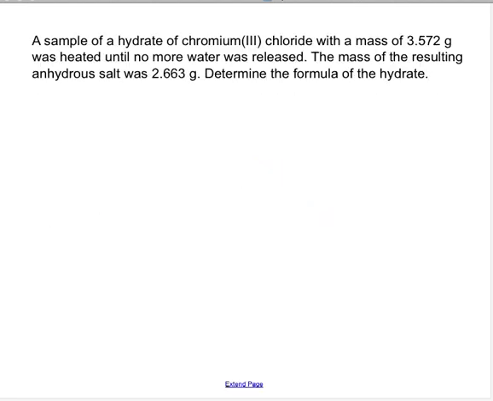Here's a problem just like the one we did in the laboratory. A sample of a hydrate of chromium-3 chloride with a mass of 3.572 grams was heated until no more water was released. We then measure the mass of the resulting anhydrous salt. From that, we can figure out the formula of the hydrate.